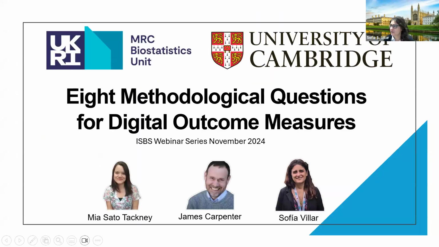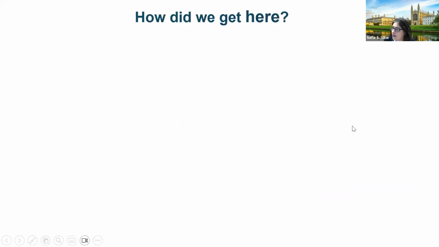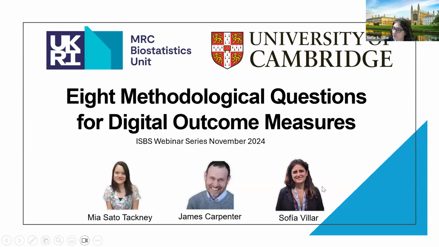It will be a presentation by two people. It will be me for one part, then Mia at some point, then me again and then Mia. So the content of this webinar is based on this paper we just published, called 8 Methodological Questions for Digital Outcome Measures. And I do want to start by telling a little bit of the background.